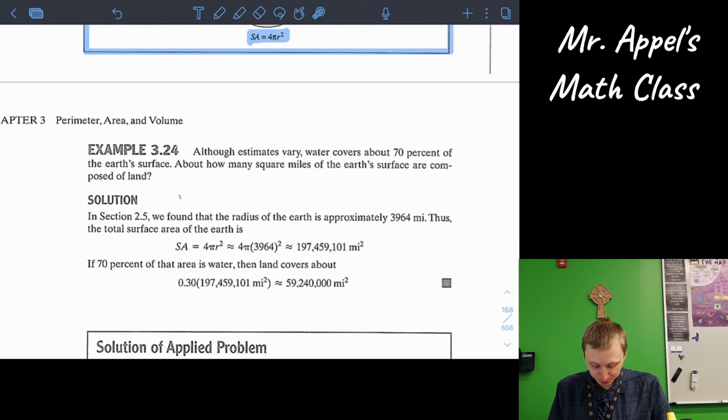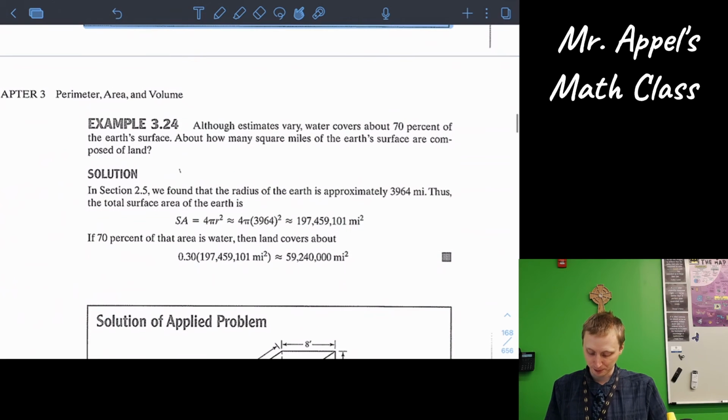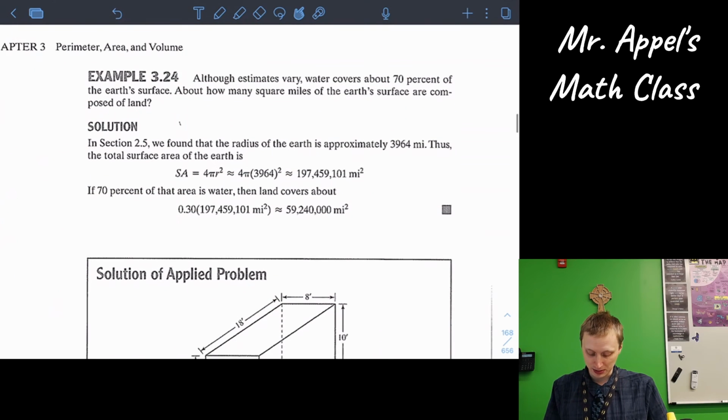197,459,101. 70% of that is water, then the land covers 30%, so take 0.3 times that result to get approximately 59,240,000 square miles. That sounds like a lot. But remember, not all that's usable. You got mountains and deserts and such in there.